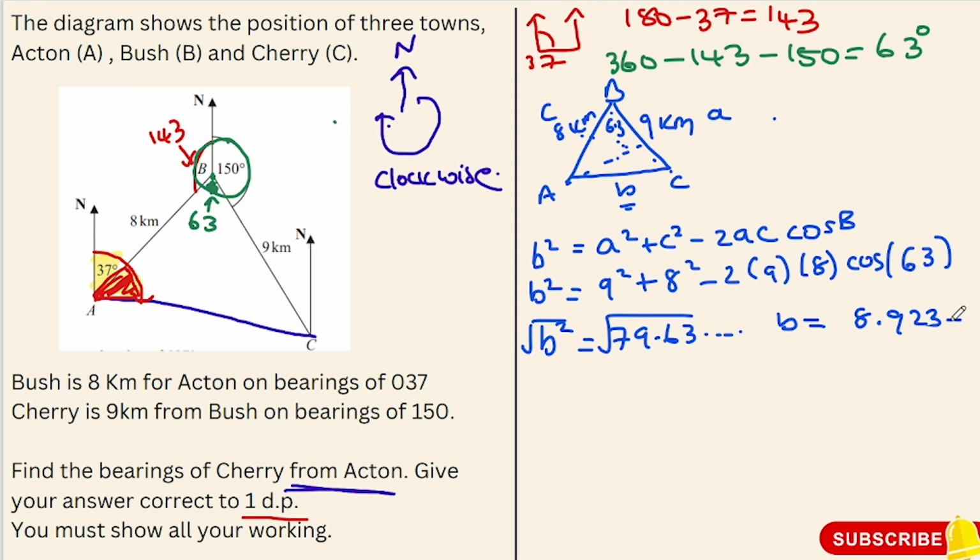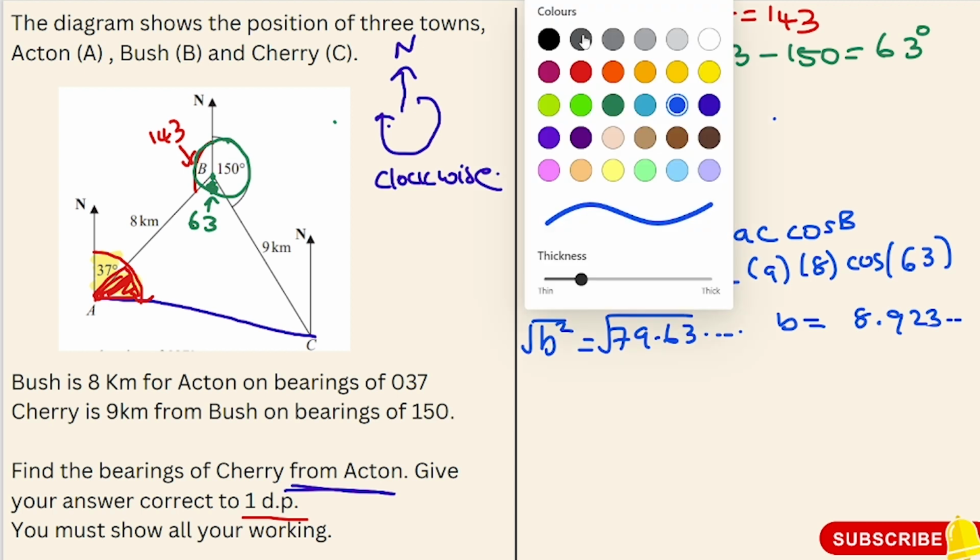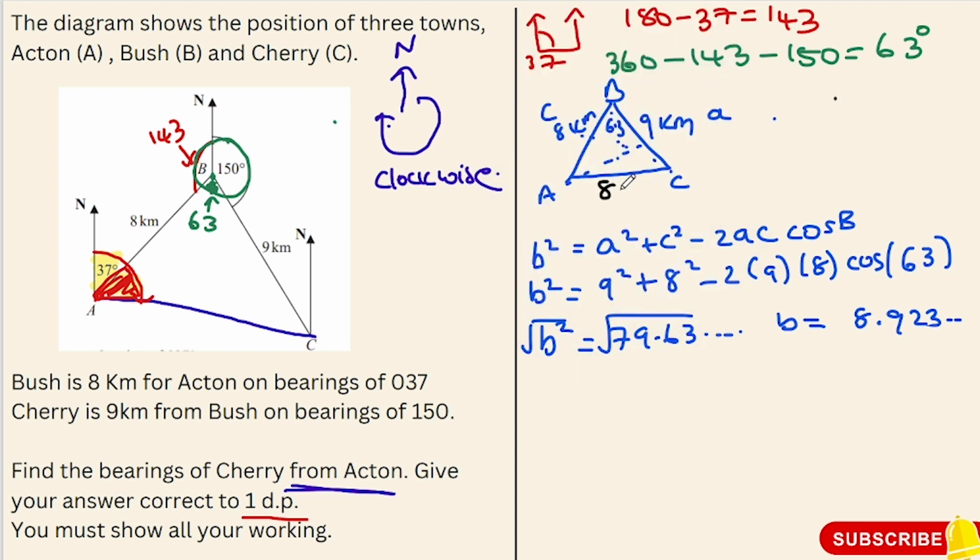I should get the value of b being 8.923 dot dot dot. Now I'm in a position where I have this value over here, so I'm going to remove this and call this 8.923. Now that I have this, I've got a side and an angle. And I'm interested in this angle over here. Because I've got a side and an angle, but I haven't been given this angle, I can now use the sine rule.